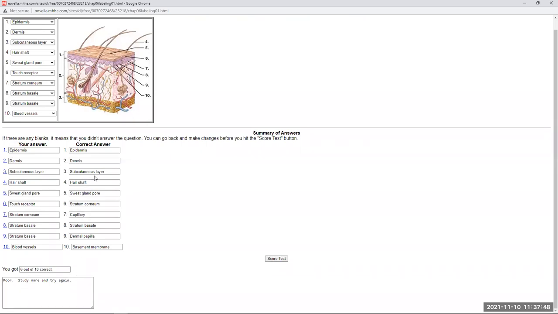So we got 6. So epidermis was right, dermis, subcutaneous, the hair shaft, the sweat. Boy, you were quite right. This number 6 is really the outermost layer, the stratum corneum. Right? So there's the stratum corneum, that's the outer layer. 7 was pointing to a capillary. Now, you ever see the capillaries in your skin?